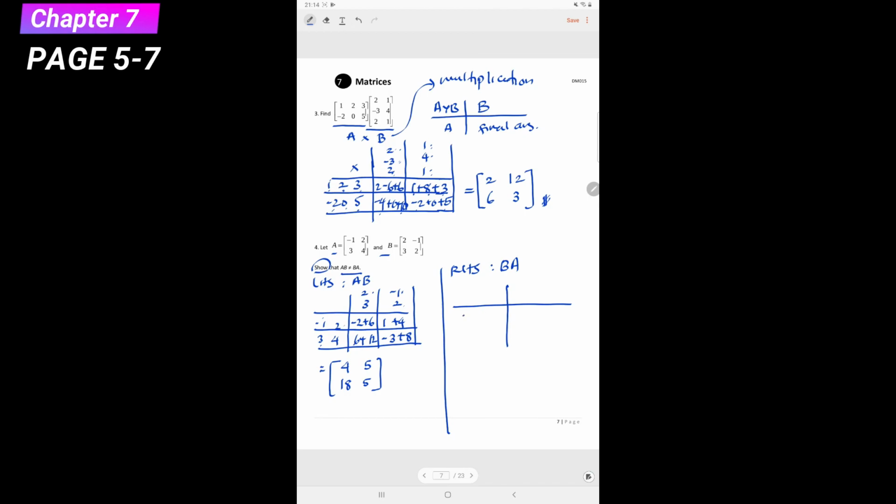B is 2, negative 1, 3, 2. And then we have A. Kita tengok siapa datang dulu. Kalau B datang dulu, B lah yang kena duduk sini. And then baru kita tulis A. A akan duduk di atas lah. Negative 1, 3, 2, 4. Okay, and then draw your line.